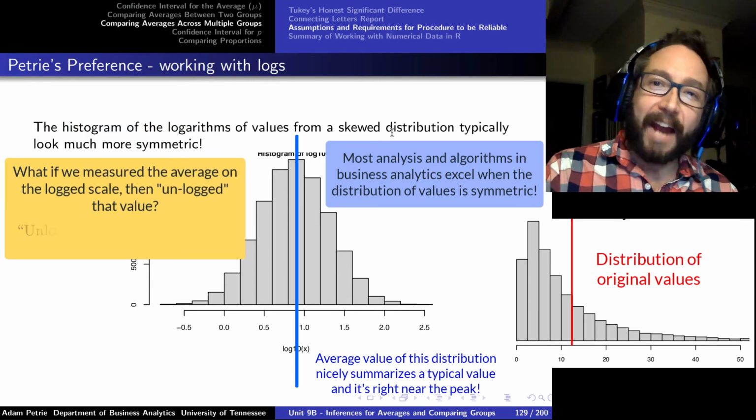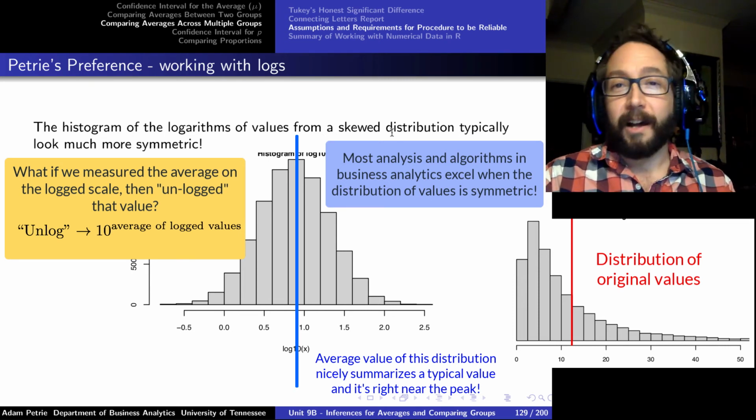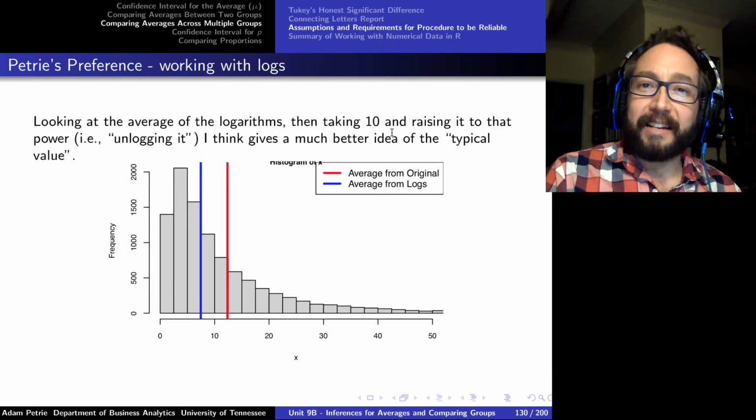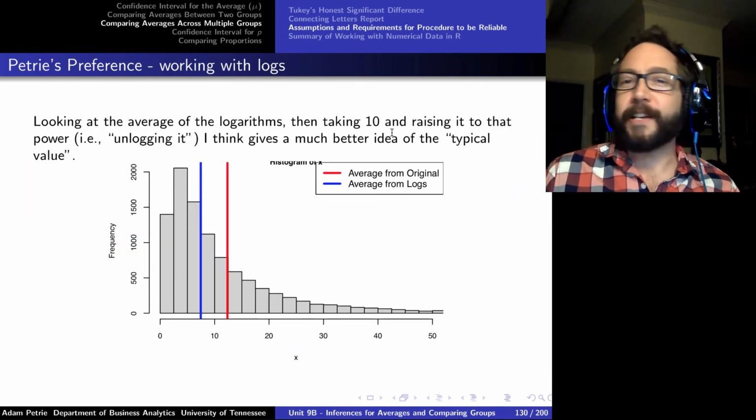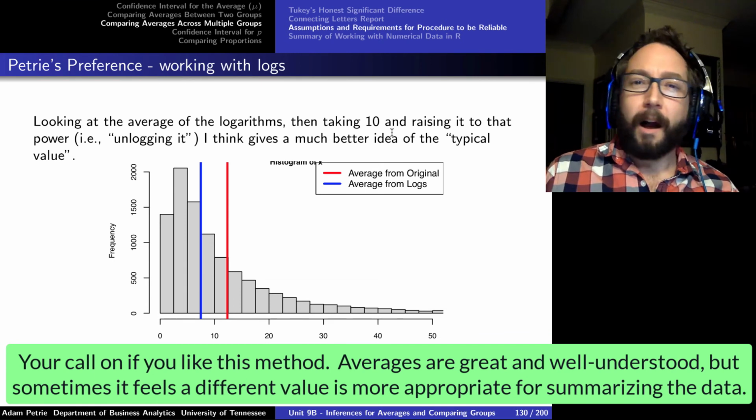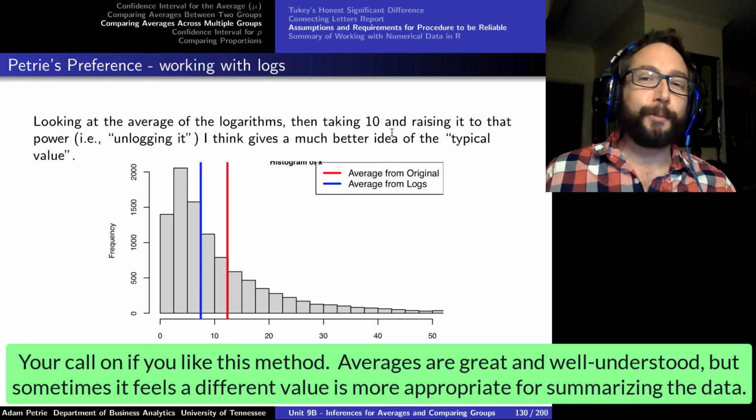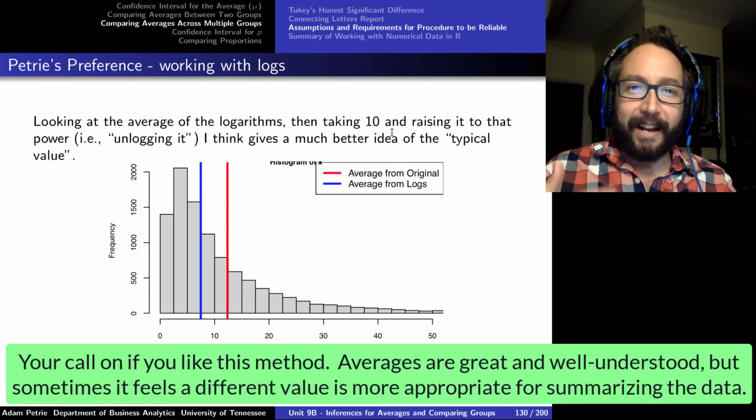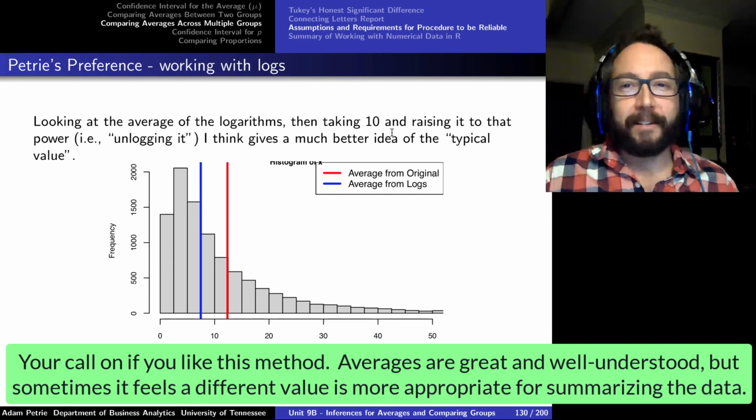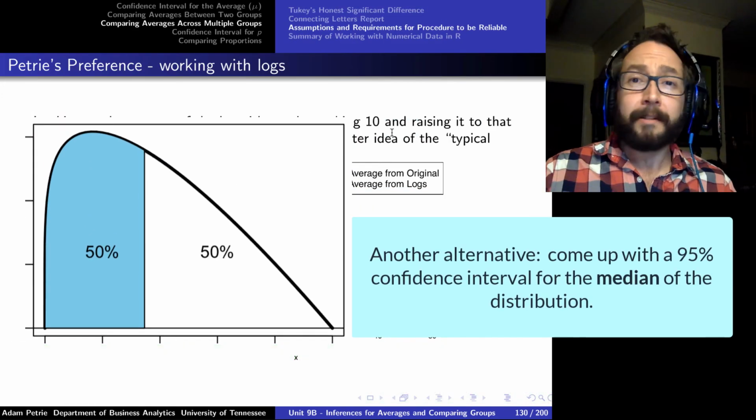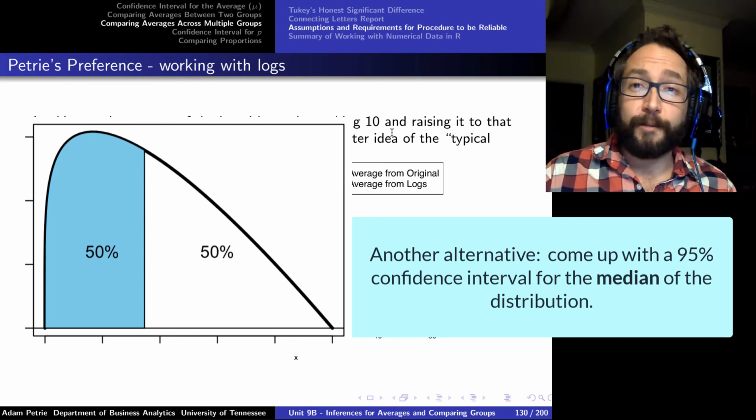But if we were to measure the average value on the log scale and then unlog it by taking 10 and raising it to that average, what we would find is a value that is a lot closer to the peak, and at least to me feels a lot more representative of the typical value that we would see in this data. And so I'll leave that up to you. If you're dealing with a very skewed distribution, I don't think there's much harm in changing your viewpoint and saying, well, let's do our analysis on the logarithmic scale. Let's analyze the logs of these values instead, translate back to the original scale, use that as our measure of a typical value, etc.